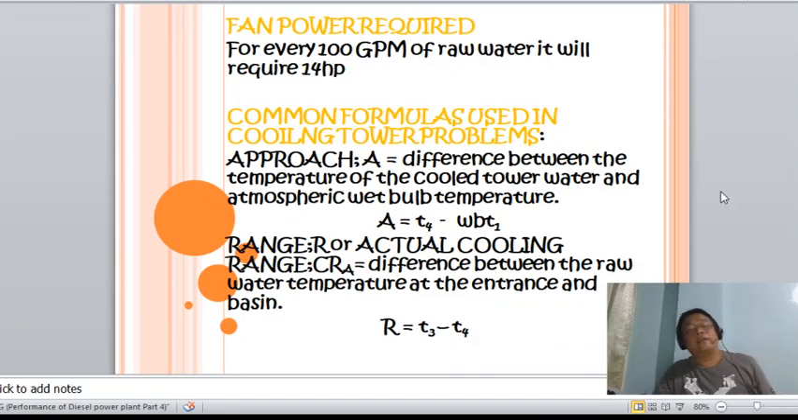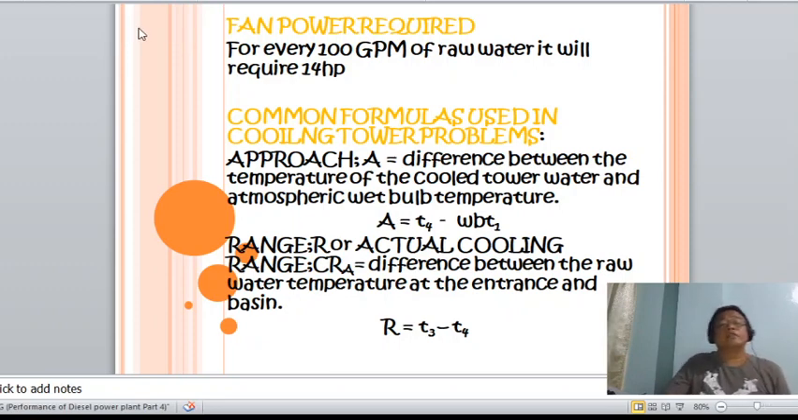So, another is for a design requirement. We have the approximate power of the pump, or the fan rather. Okay? So, fan power required: for every 100 GPM of water, it will require 14 horsepower. So, take note that this value can be used in the design of the cooling tower.